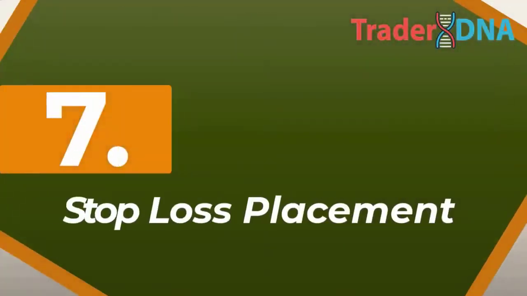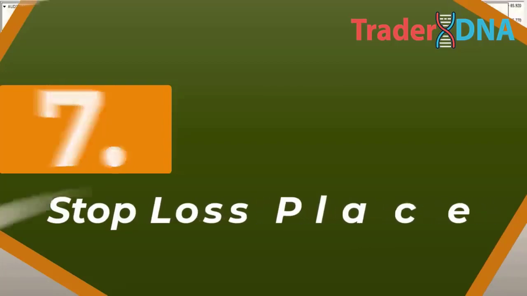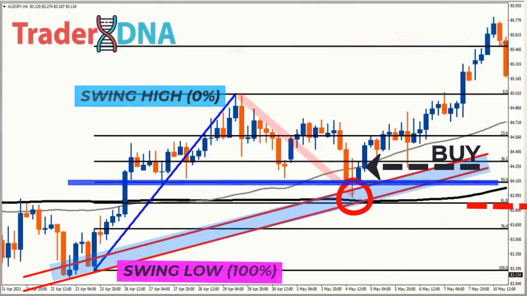Rule number 7. Stop loss placement. Your stop loss can vary based on what your charts are showing you. Look in the past for prior resistance or support. In the example trade, the stop was placed below the 61.8% Fibonacci line.